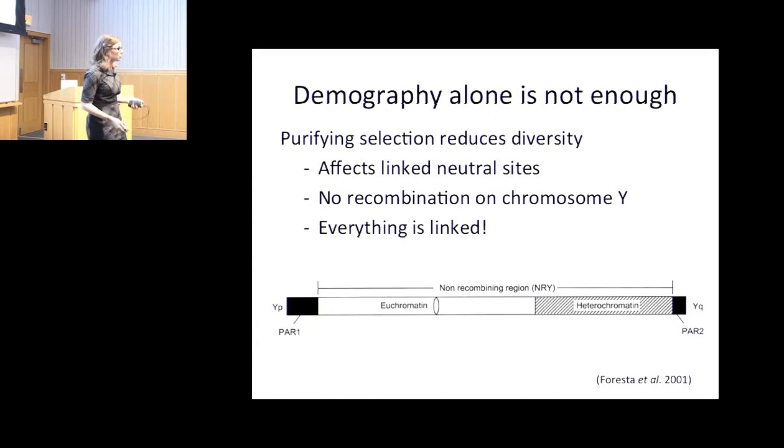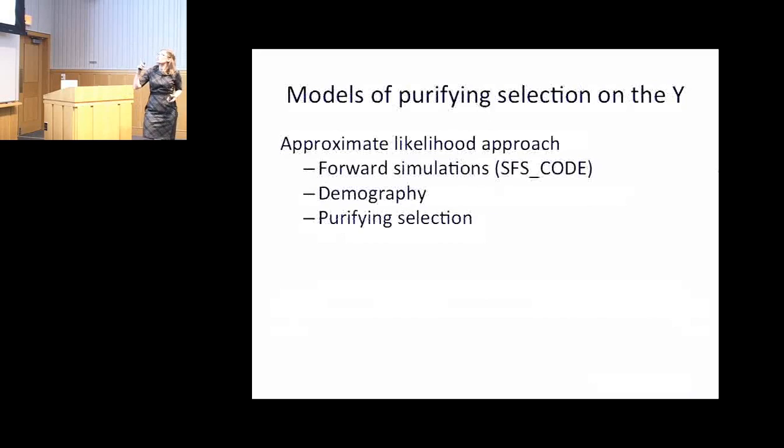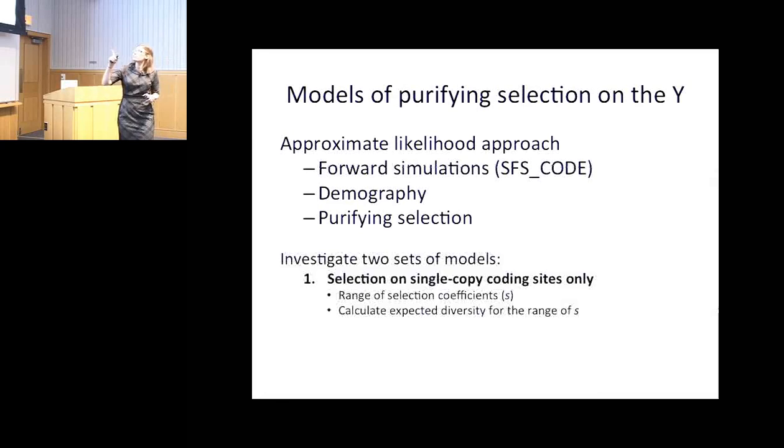So we took an approximate likelihood approach and we did forward simulations. We used different demographic histories for the Africans and the Europeans and modeled purifying selection in two different ways. The first one was to look at selection acting only on the single copy coding sites.